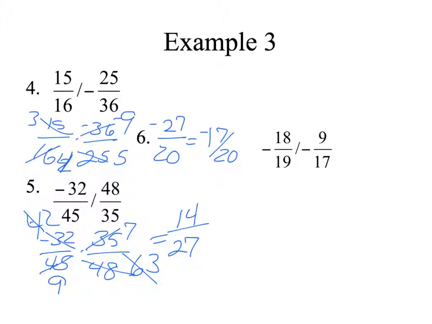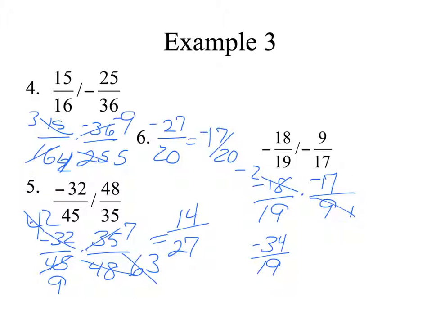Looking at the last one over here, number 6. So negative 18 over 19 times negative 17 over 9. Cross cancel, cross cancel. That's going to give me negative 34 over 19, which will be negative 1 and 15 over 19 as my final answer for that one.